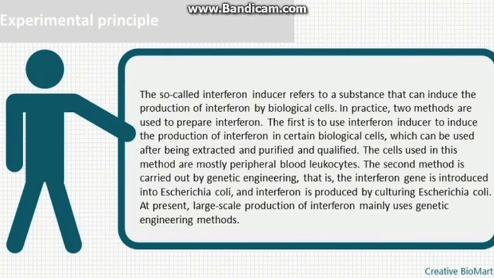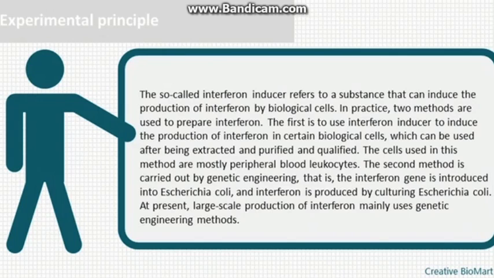Experimental principle. The so-called interferon inducer refers to a substance that can induce the production of interferon by biological cells. In practice, two methods are used to prepare interferon. The first is to use interferon inducer to induce the production of interferon in certain biological cells, which can be used after being extracted and purified and qualified. The cells used in this method are mostly peripheral blood leukocytes.